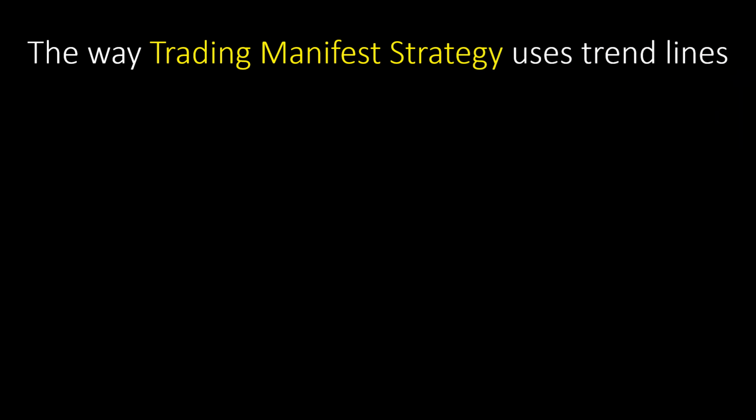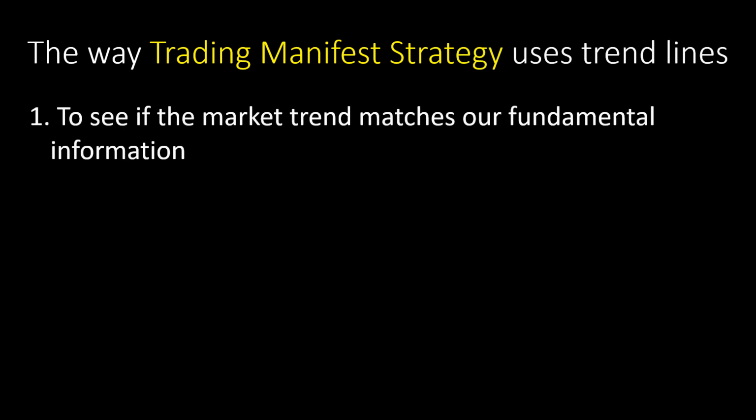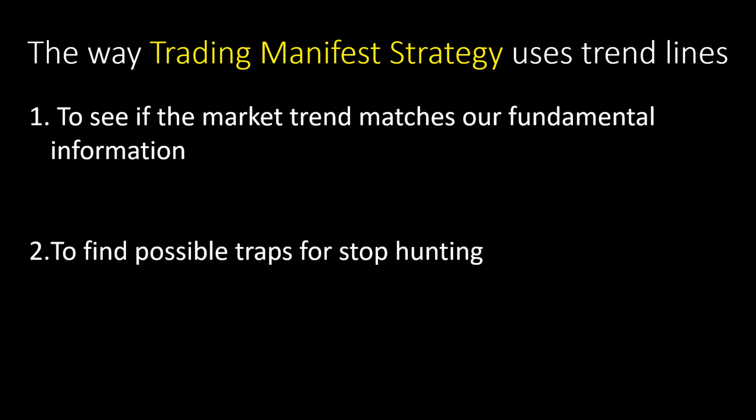Our strategy uses trend lines for two scenarios. One is to see whether a market trend matches our fundamental information, and two is to find possible traps for stop hunting. Obviously, I'll explain each of them with examples, so don't worry.